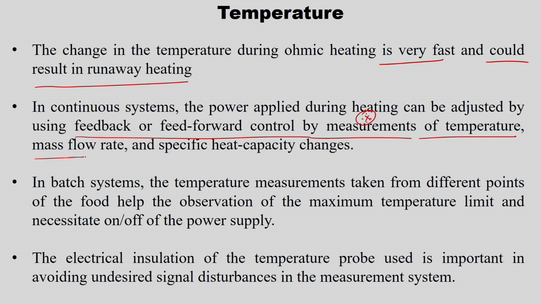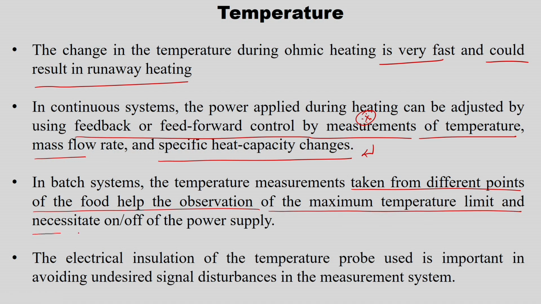Measurements of temperature, mass flow rate and specific heat capacity. As I told in the previous slide, the temperature, mass flow rate as well as specific heat capacity change during ohmic heating and should be measured then and there to have precise control of the system. In batch systems, temperature measurements taken from different points of the food help observe the maximum temperature limit and necessitate switching off the power supply. In the batch system, we employ a thermocouple and get the temperature measurements using a digital display. If we feel it goes to the maximum temperature limit, we can switch off the power supply.